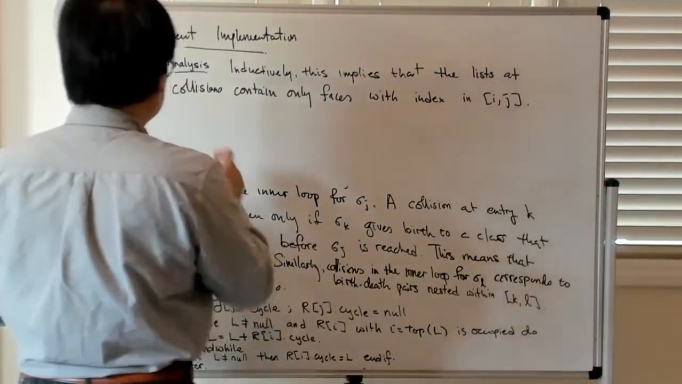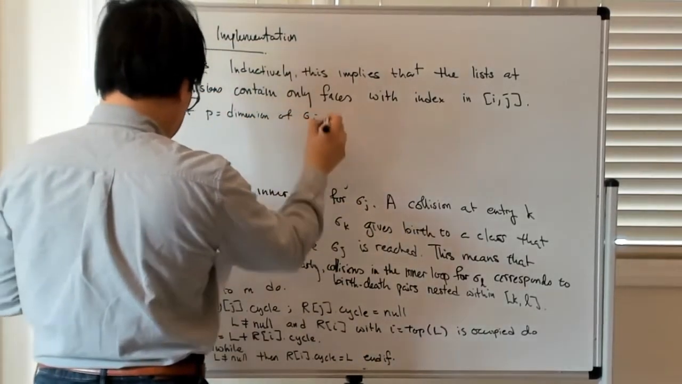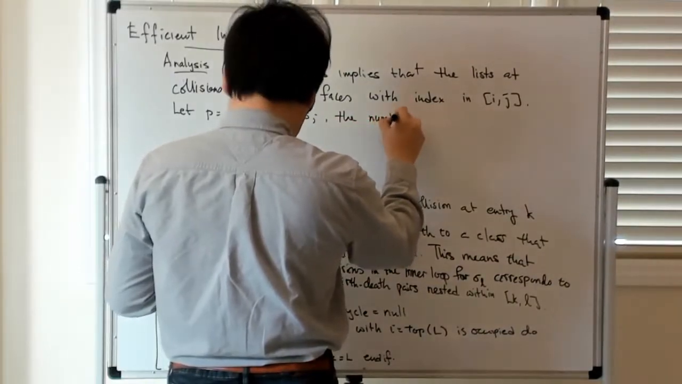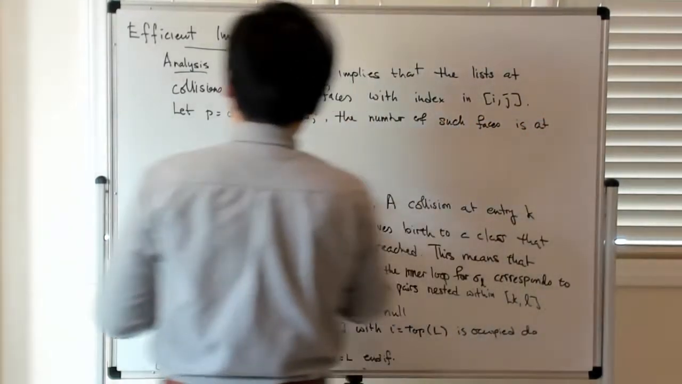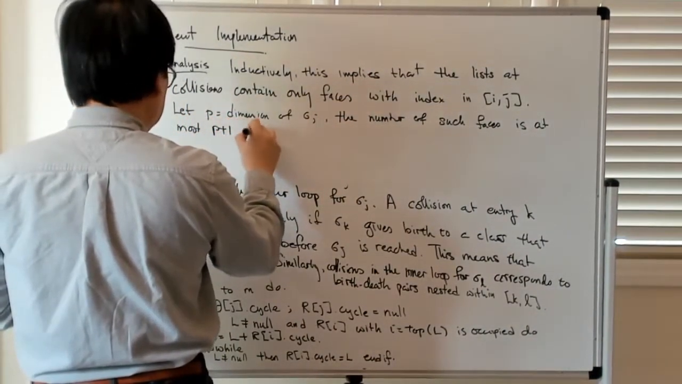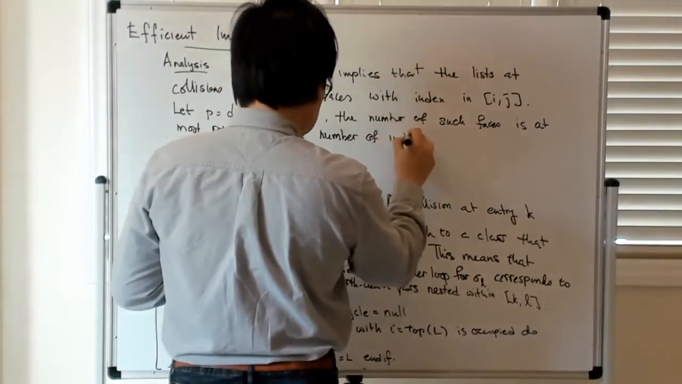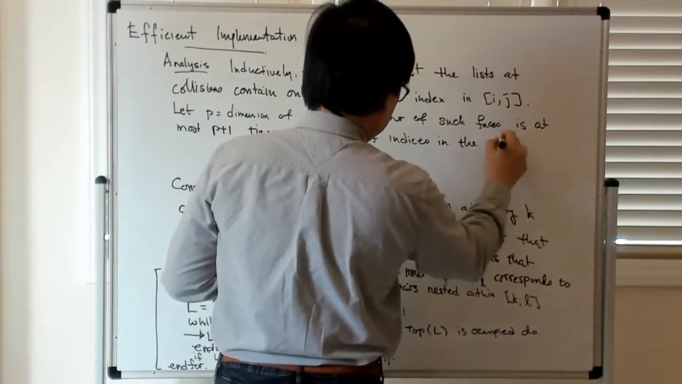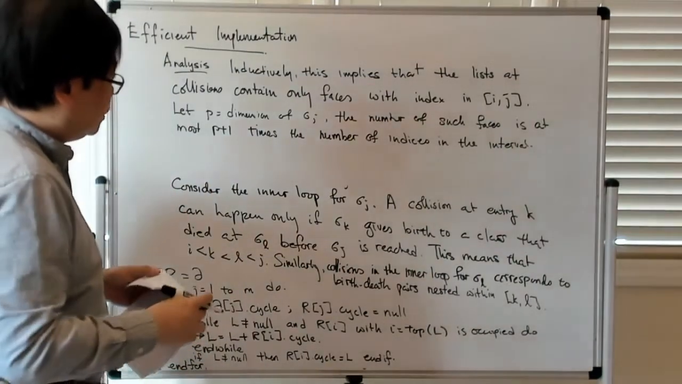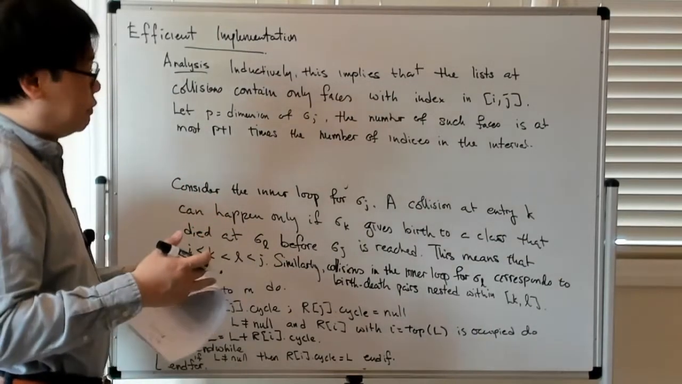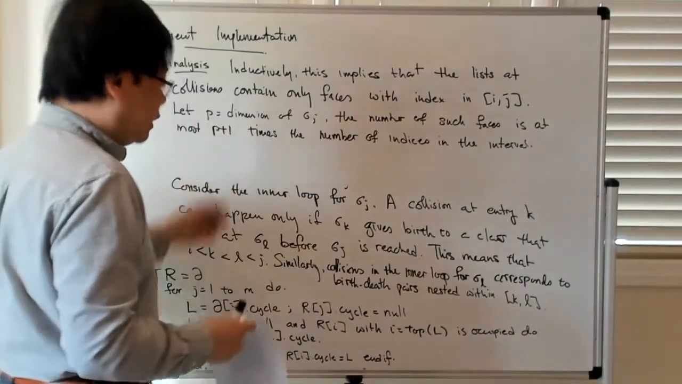If you let p be equal to the dimension of sigma j, the number of such faces is at most p plus 1 times the number of indices. This just comes from the fact that if you have a simplex of dimension p, there are only going to be p plus one proper faces, because you obtain a proper face by omitting one of the vertices, and a p-simplex has p plus one vertices. So that's where this kind of argument comes from.